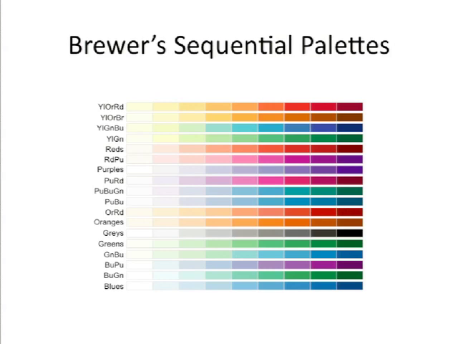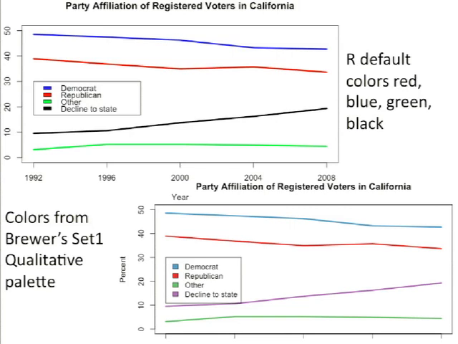Okay? I have remade a plot that we've looked at in an earlier lecture. This one on the top is the one I made for the percentage voter registration being Democrat, Republican, other, or declined to state. That's when I just used the traditional colors in R: red, blue, green, and black. And I've remade the plot on the bottom using Cindy Brewer's color set 1 for qualitative because I just want to be able to distinguish the parties.